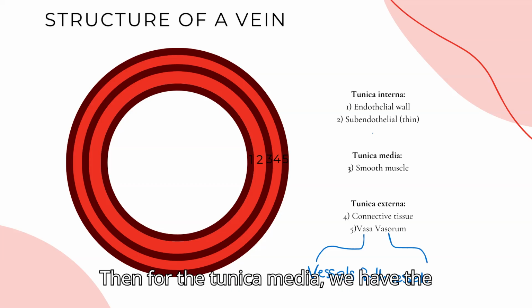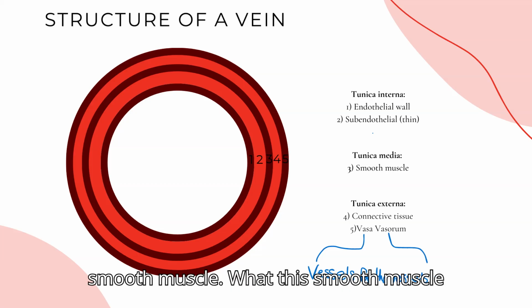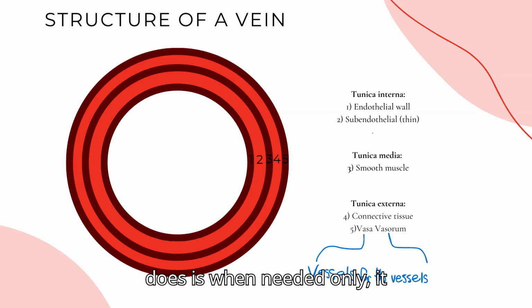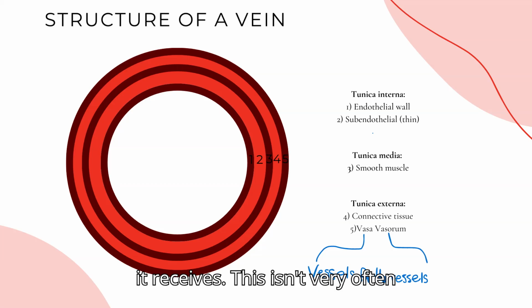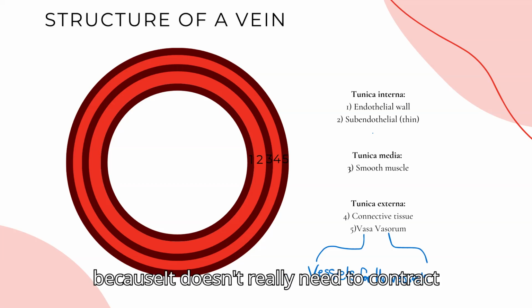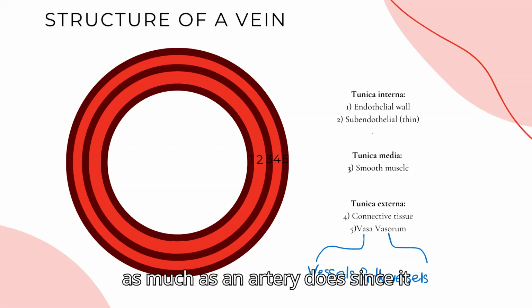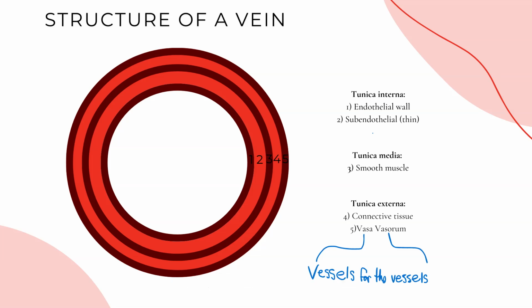Then for the tunica media, we have the smooth muscle. And so what this smooth muscle does is when needed only, it contracts depending on the stimuli that it receives. And so this isn't very often because it doesn't really need to contract as much as an artery does since it only has very passive or very low pressures.